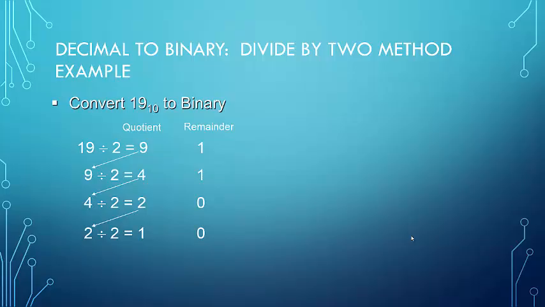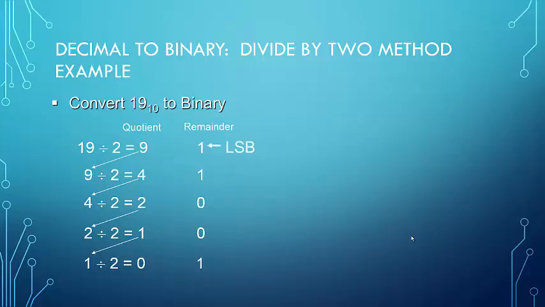2 divided by 2 is 1 with a remainder of 0. And then 1 divided by 2 is 0 with a remainder of 1. Now be careful. It is very tempting to stop at 2 divided by 2 equals 1 with a remainder of 0, but keep in mind you want to keep going until the quotient is 0. So we have to do the 1 divided by 2 equals 0 with a remainder of 1.